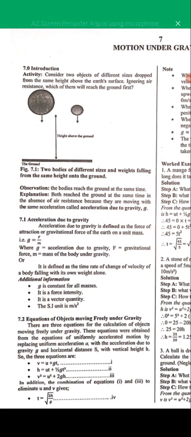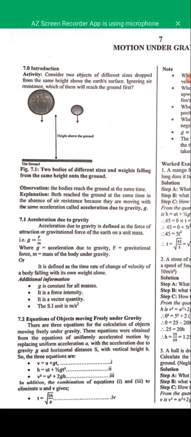Now, the equations of motion of linear motion and the equations of gravity are the same thing, just that in equations dealing with gravity we use only three equations of motion. The equation S equals (V plus U) over 2 times T is not considered when we're dealing with motion under gravity. Why? Because acceleration is always involved, g is always involved, but g is absent in that formula. That is the reason why we are not considering it at all.